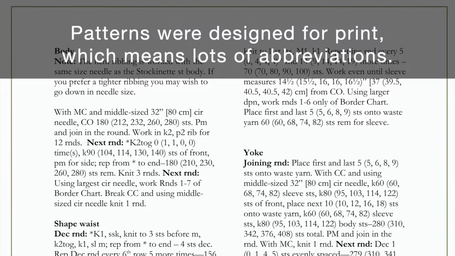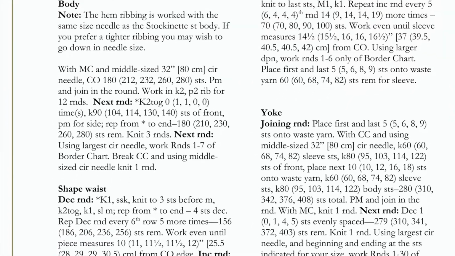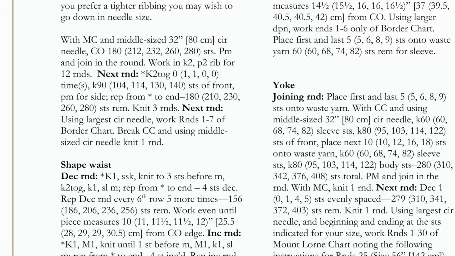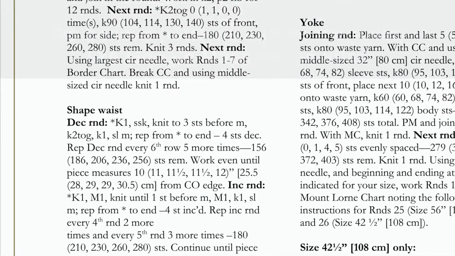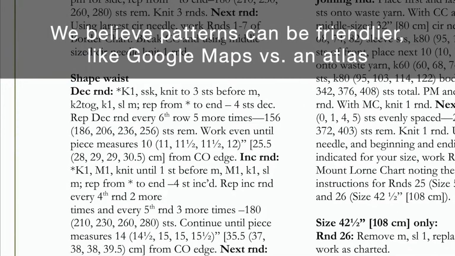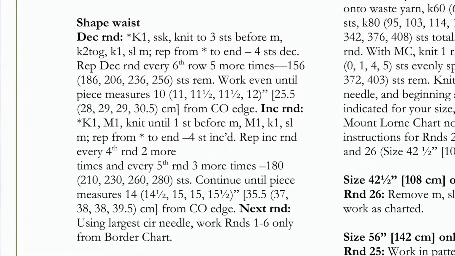Historically, knitting patterns were designed for print. That led to the use of many abbreviations and shorthand notations that makes learning to read a knitting pattern a lot like learning a new language. We believe knitting patterns can be friendlier and easier to use, a lot more like Google Maps versus the Atlas.